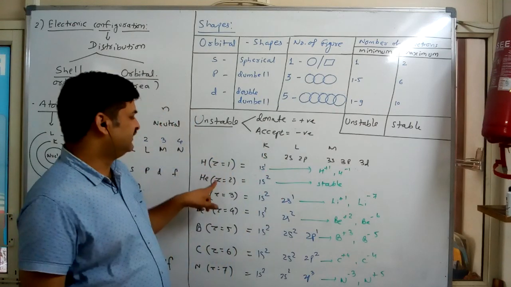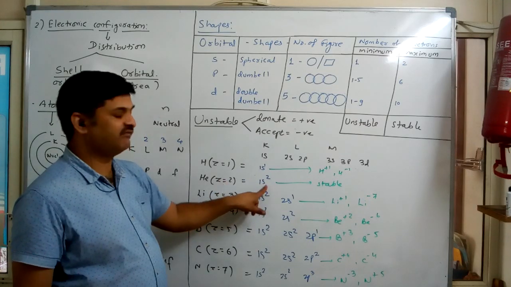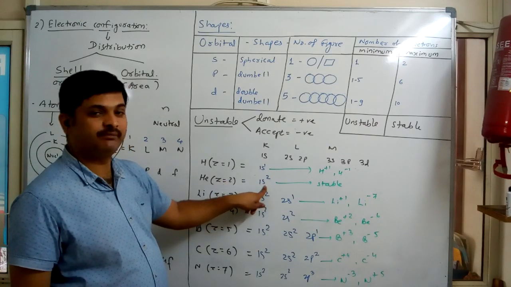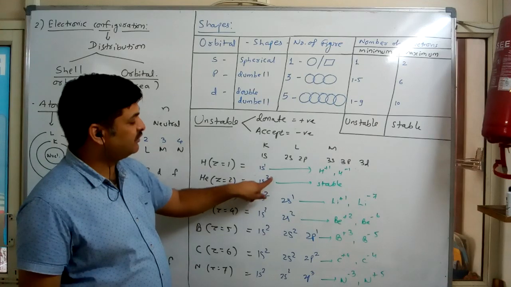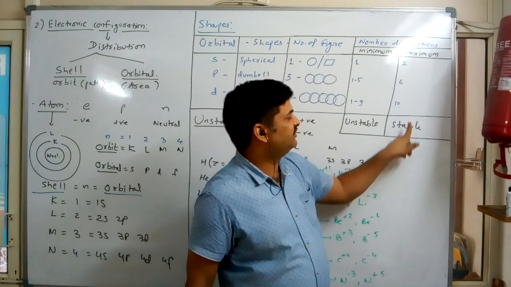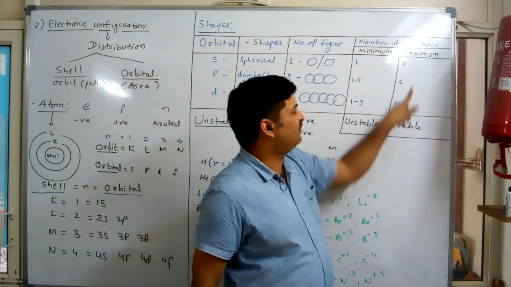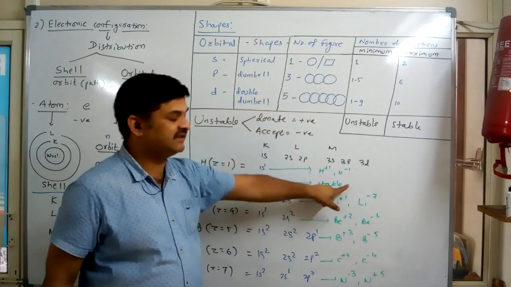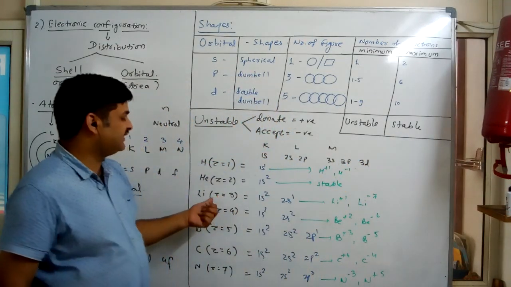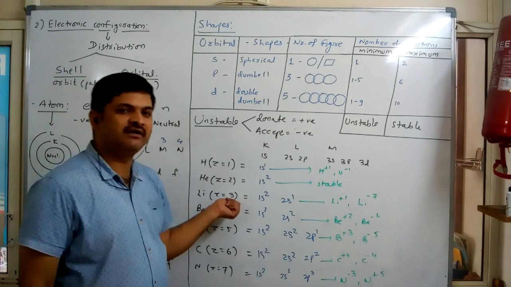Now second one, helium, where Z is equal to 2. These 2 electrons will be given in the S orbital, so 1s2 will be there. So see, S orbital with 2 electrons is stable, so here no charges are there. But what about lithium? Z is equal to 3. Z represents the atomic number.